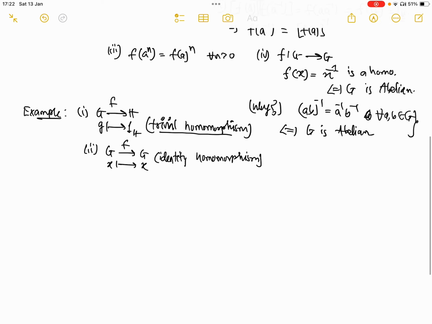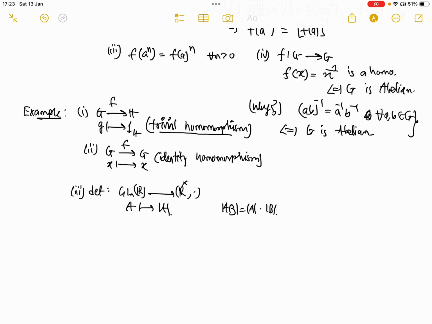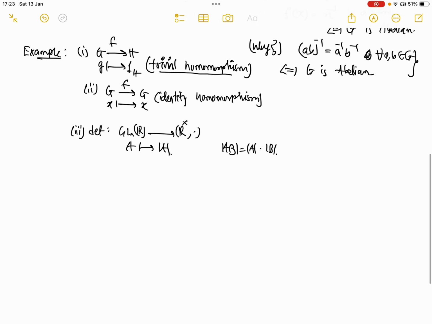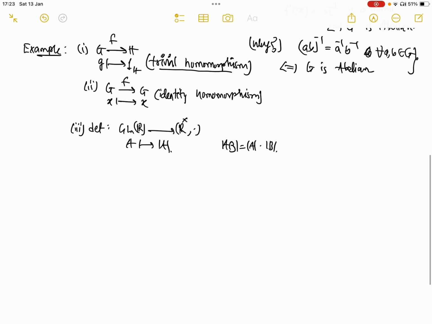Right? Again, pretty easy. Now, the third example you can think of is you can take GL_n(R) and send it to R minus 0 with respect to multiplication. Any matrix goes to its determinant. And you know determinant of AB is determinant A times determinant B. This is precisely saying that determinant is a homomorphism between these two groups. So these are some examples.